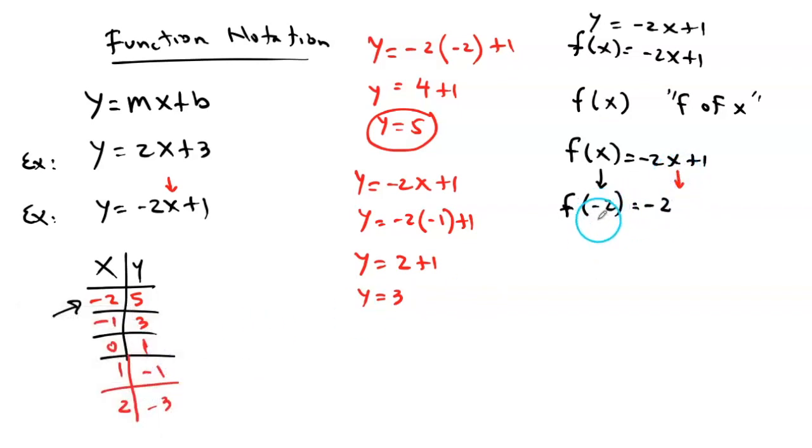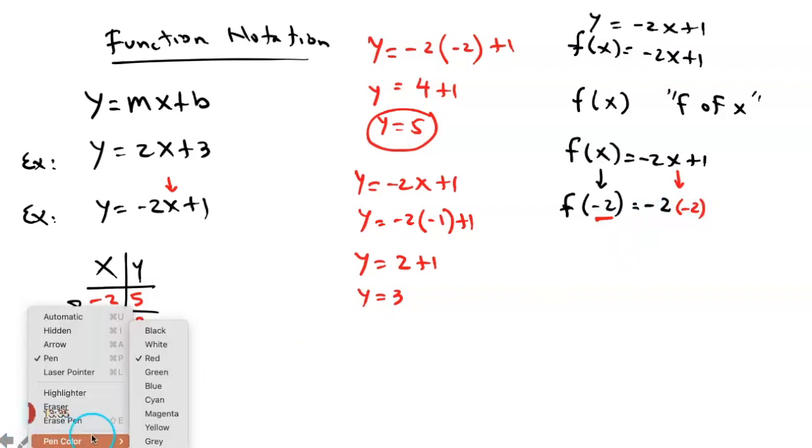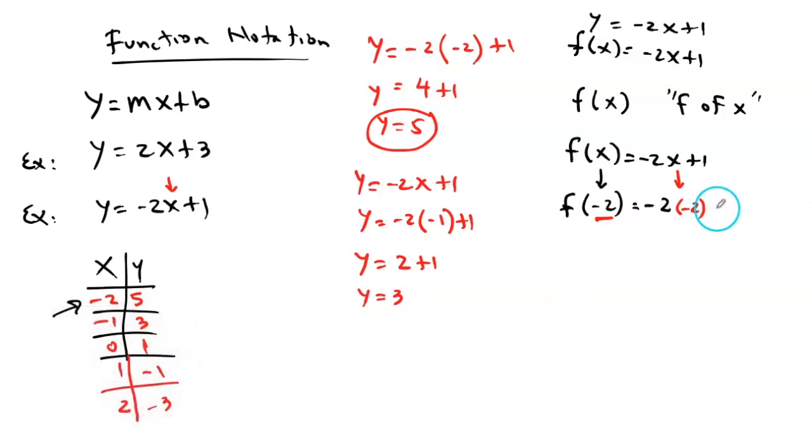Instead of the x, put a negative 2. That's all it is for the function notation. A lot of people get confused, but that's all I'm saying. After that, f of negative 2 is equal to, and then you solve. Negative 2 times negative 2 is positive 4, plus 1 is 5. And this f of negative 2 is your y value.